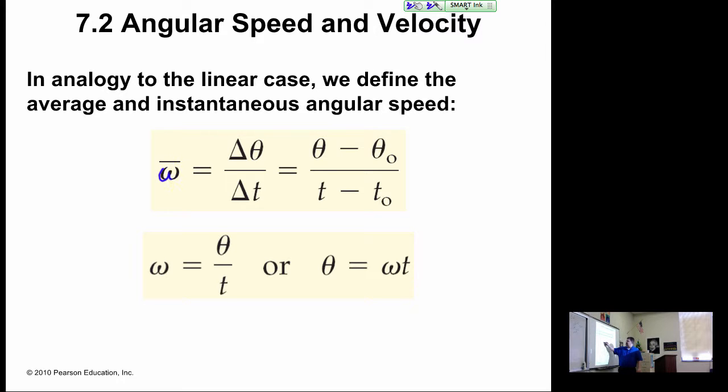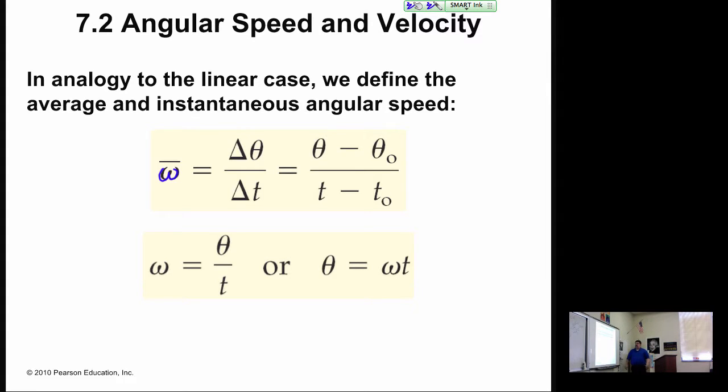This is like the average angular speed. And what that is, that's just delta theta over delta time. How much of an angle do we change over time? How much do we rotate around the circle over time? And that rotation is measured by the angle over time.